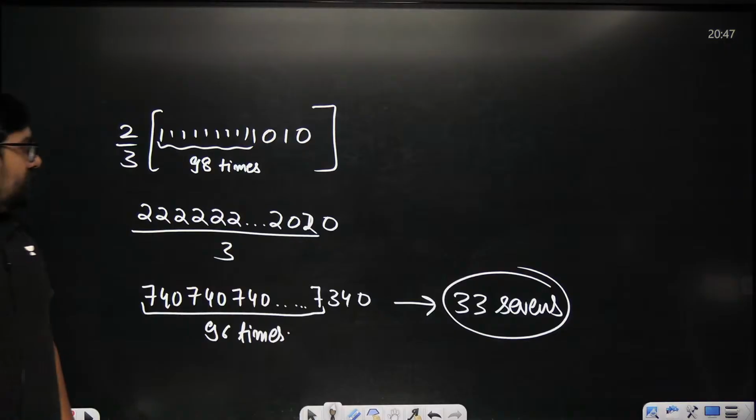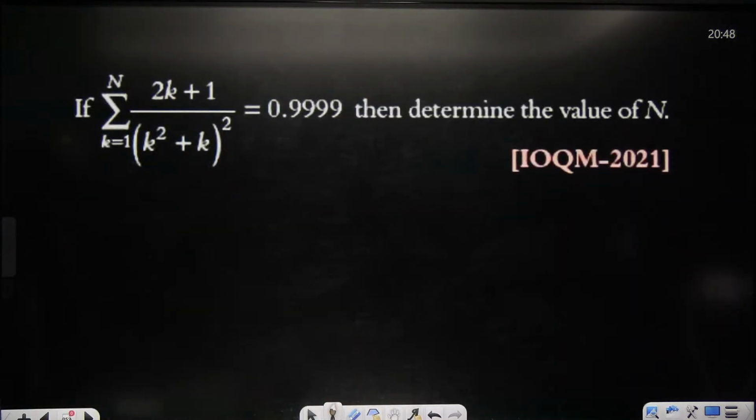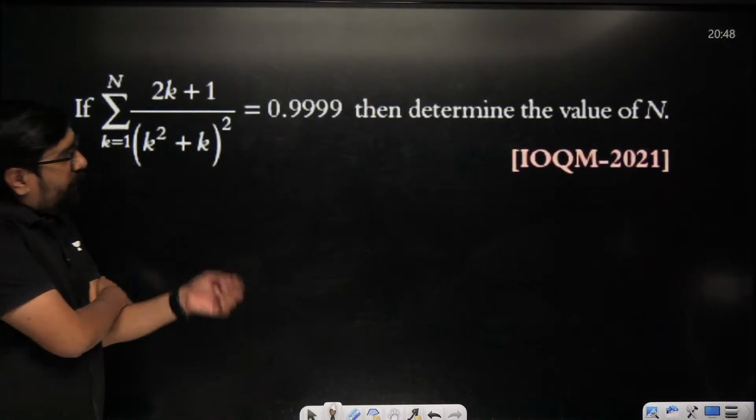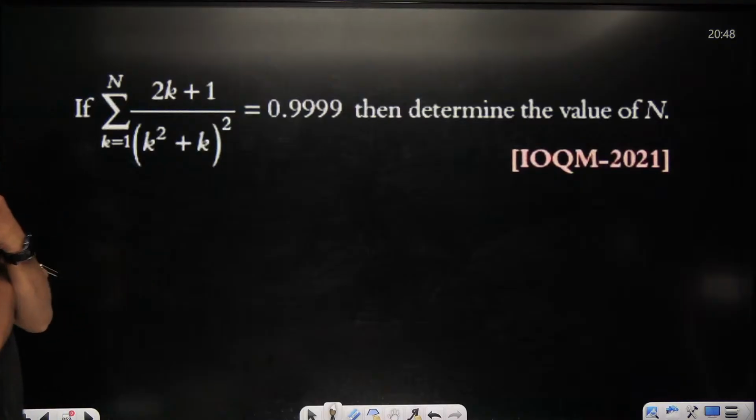Okay, let's go ahead. Next question. 33 sevens are going to be there. This is one question, right? This came in 2021 IOQM. So we'll have to simplify this.